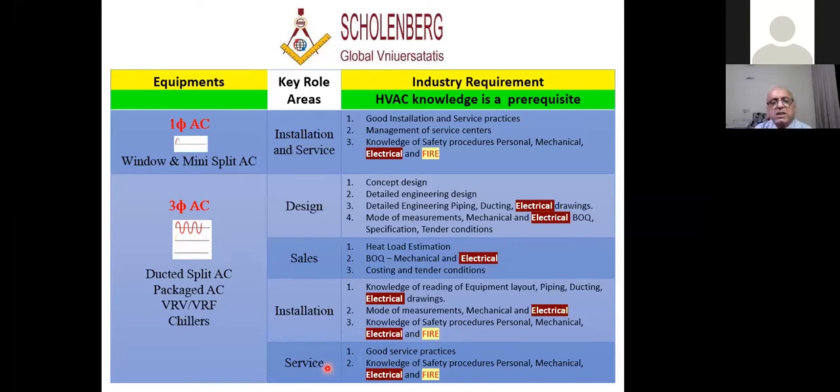Last domain is service. Good service practices you should be aware about. Knowledge of safety procedures, personal, mechanical, electrical, and fire. These are the various key role areas where you have ample opportunities. Okay, but for all these key areas, the employer expects you to have these basic skill sets. Now we go to the next slide.